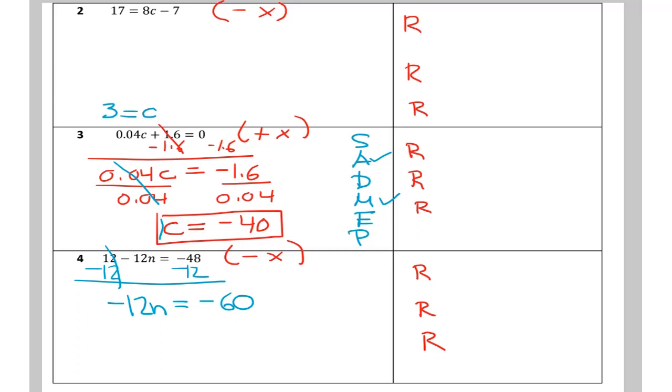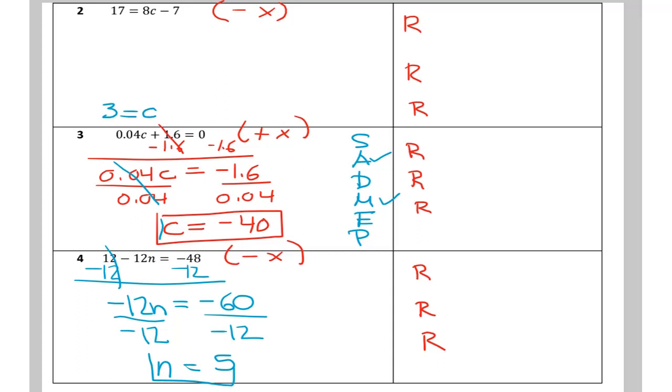And now I'm going to get rid of this 12 because it's multiplying. I'm going to undo that by doing its opposite operation, which is dividing. I have to divide by negative 12 here because I want the negative to go away as well. And the only way to divide out a negative is to divide it by another negative. Negative 12 divided by negative 12 is positive 1. And negative 60 divided by negative 12 is positive 5.